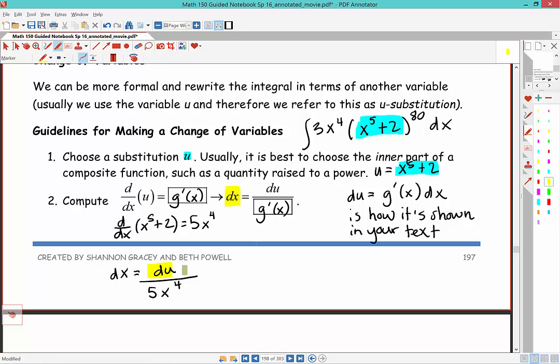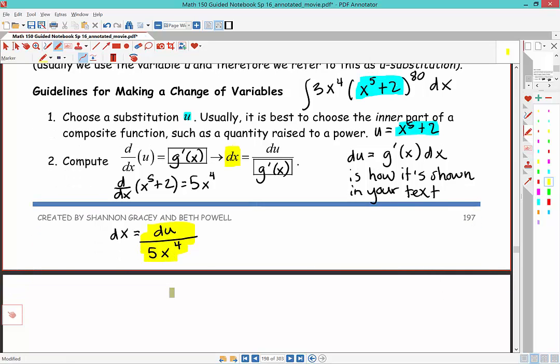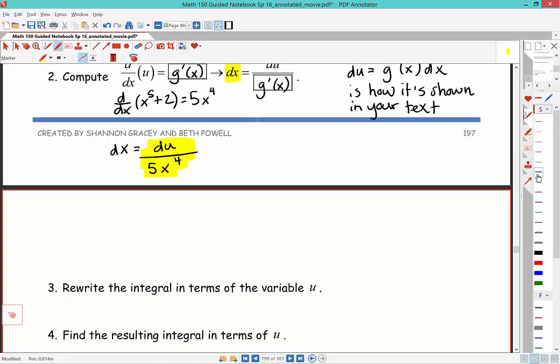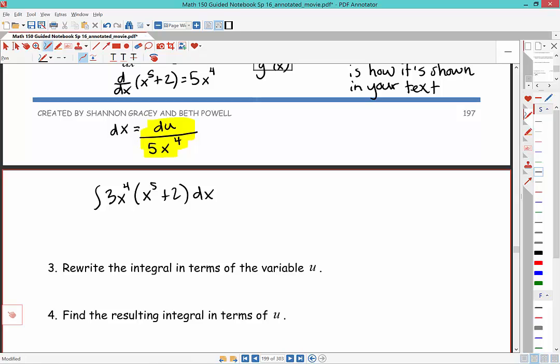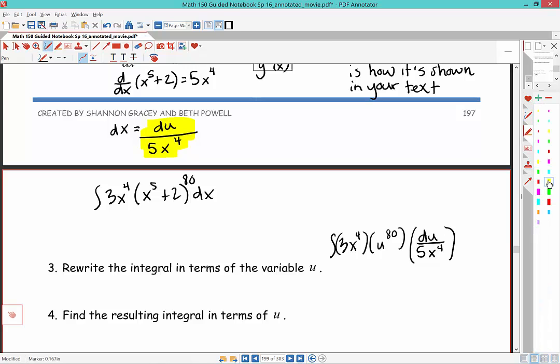Alrighty, now next up, I'll rewrite that integral. So we had the integral of 3x to the 4th times x to the 5th plus 2 with respect to x. Okay, now rewriting in terms of the variable u, what do you have going on? Well, we have the integral of 3x to the 4th, oh, this was to the 80th power, sorry, times u to the 80th, times, you know what was our dx? Good, it was du over 5x to the 4th. So that was our dx. This here was our u.